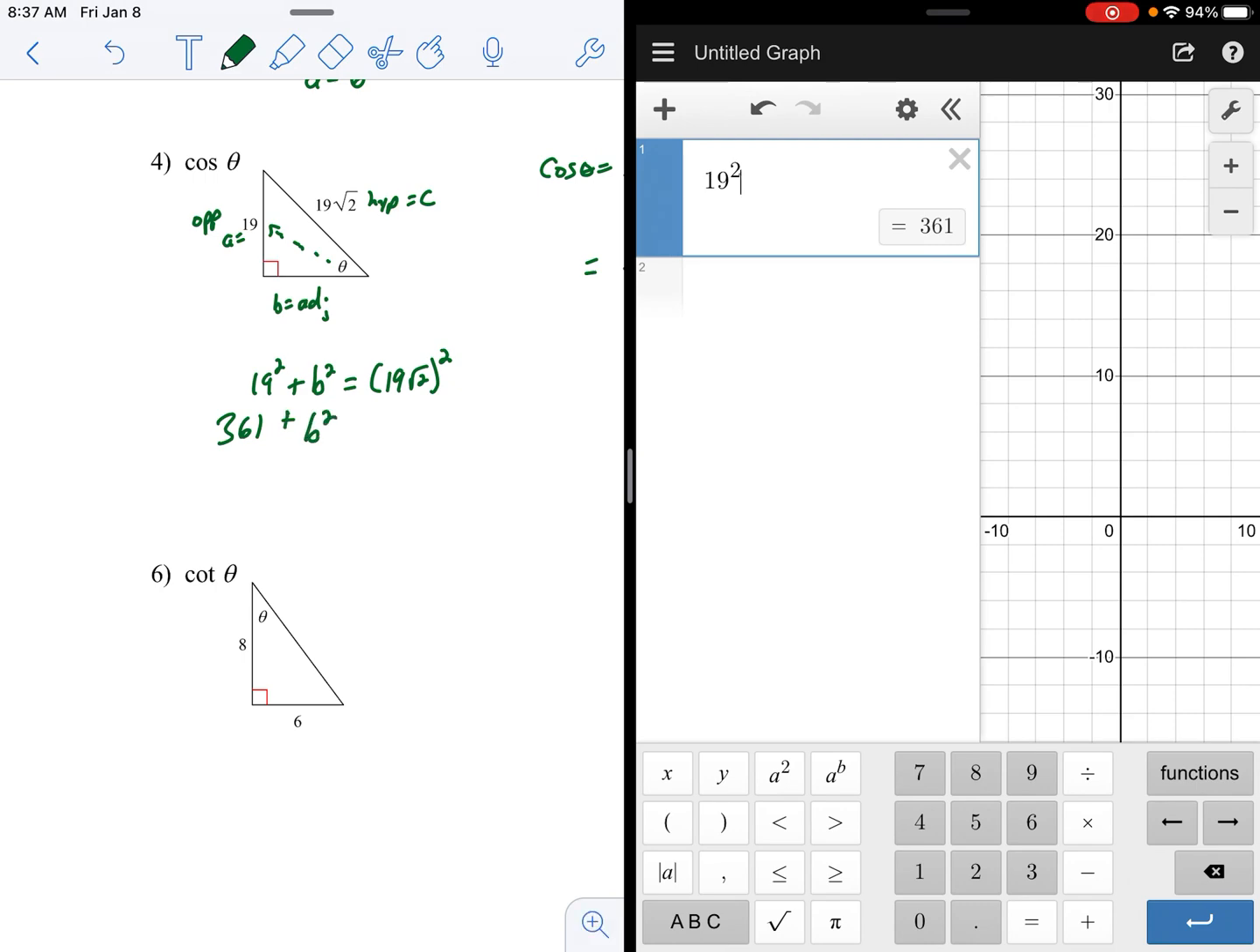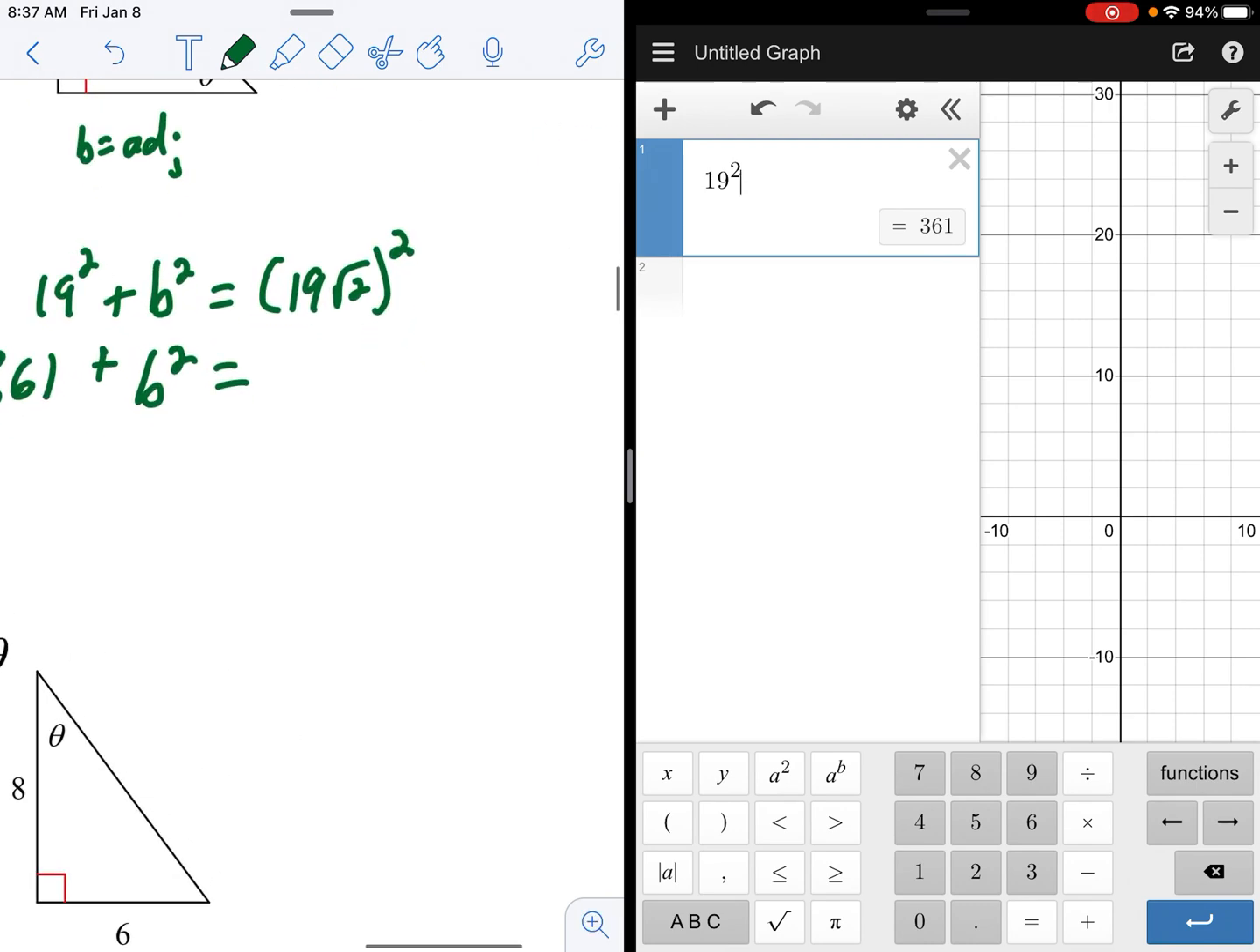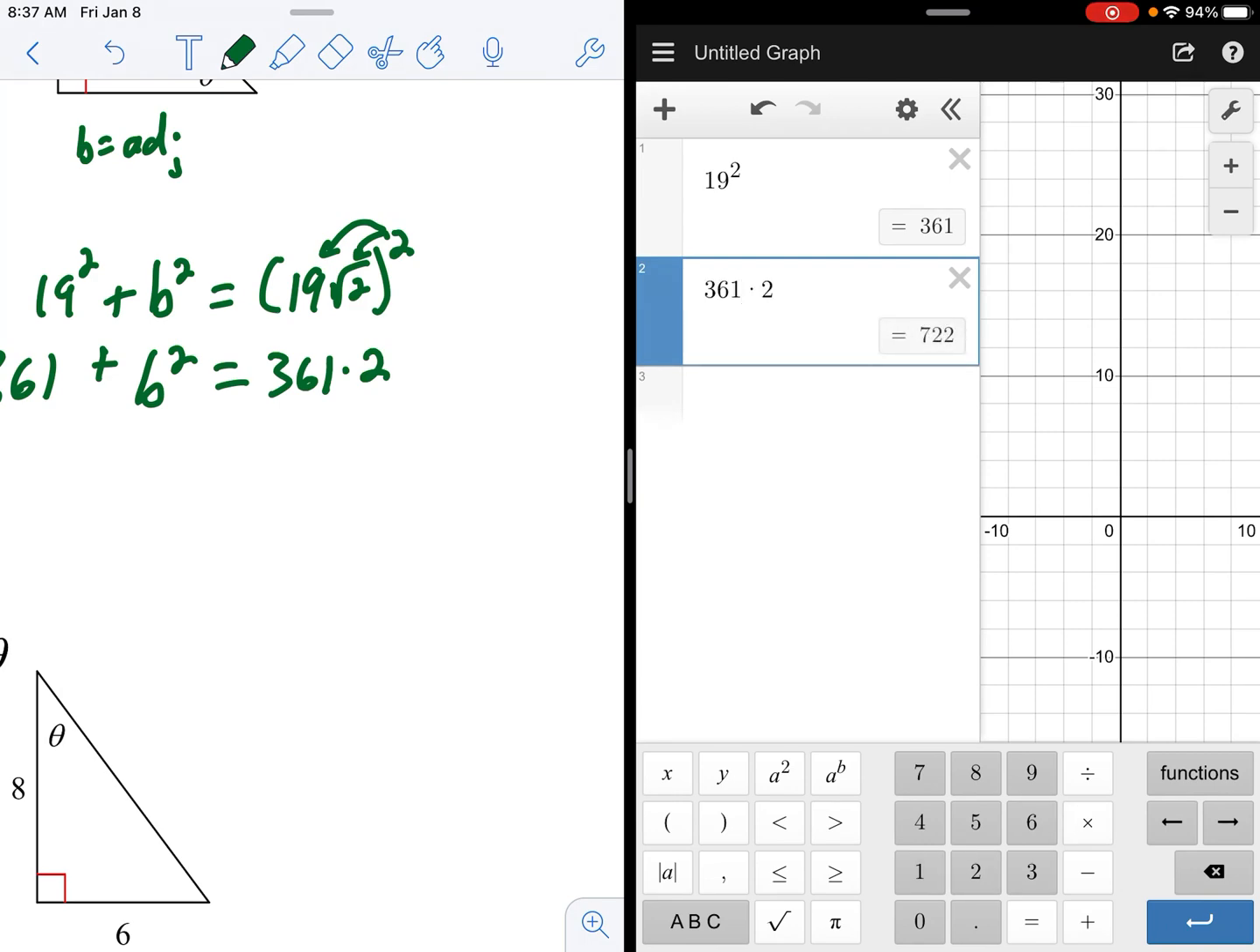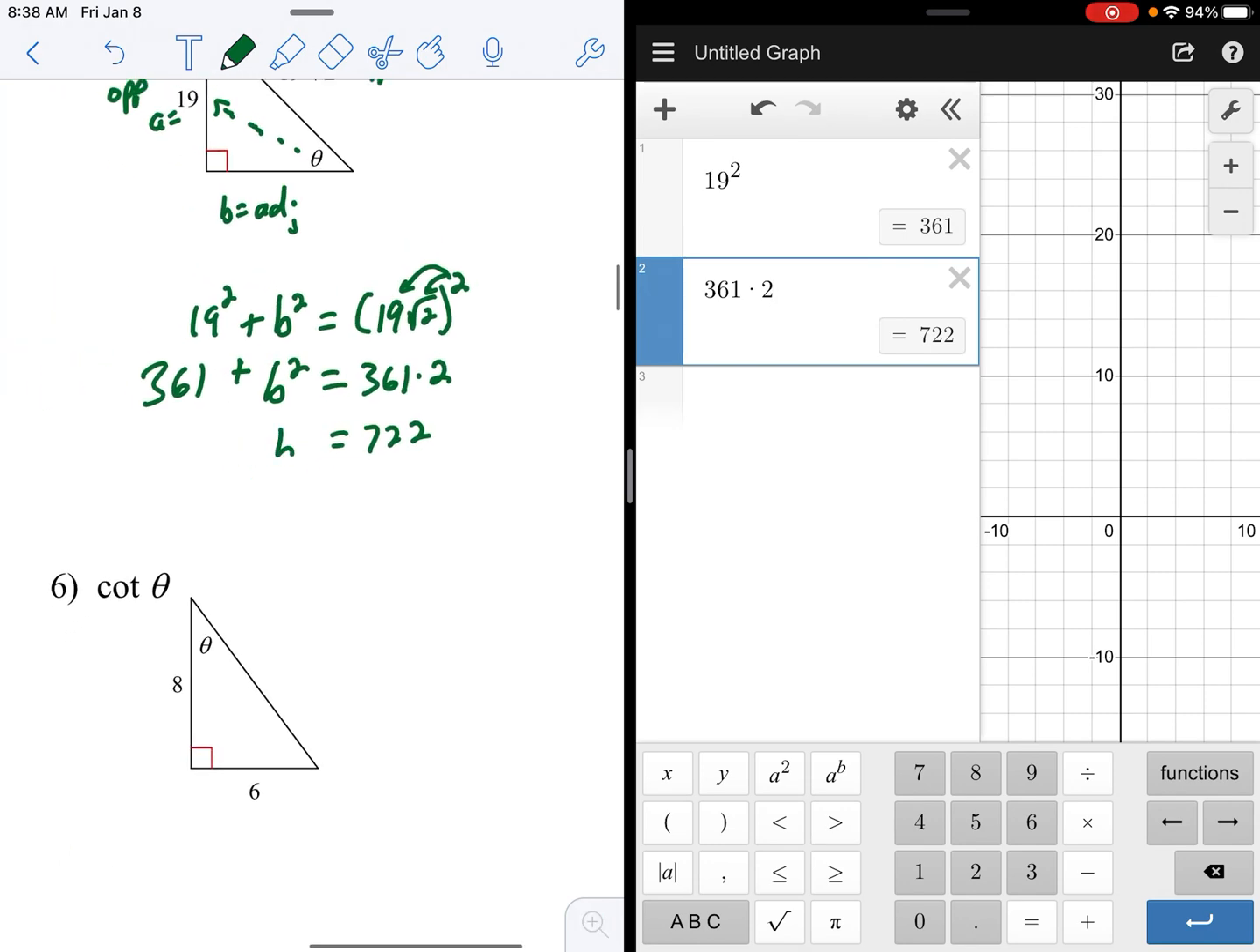plus B squared equals, now how do I do 19 radical 2 squared? Well, I apply this square to both of those. So 19 squared is 361, and square root of 2 squared is 2. And what is 361 times 2? That's 722 equals B squared plus 361.